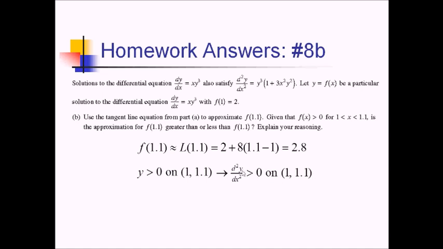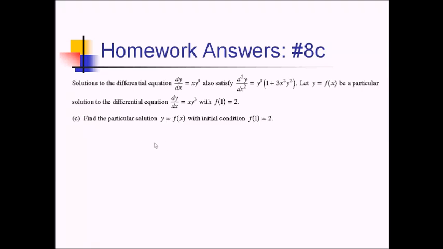Therefore, y is concave up on this interval, which means since you're concave up, a line is going to go under that essentially. So this 2.8 is going to be less than the true value of f of 1.1.